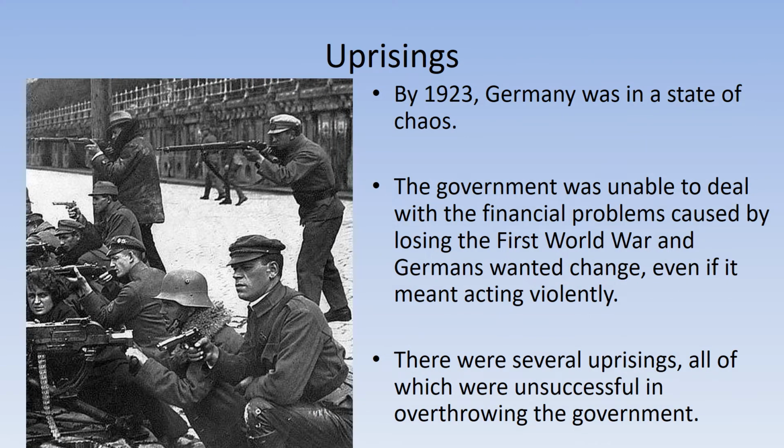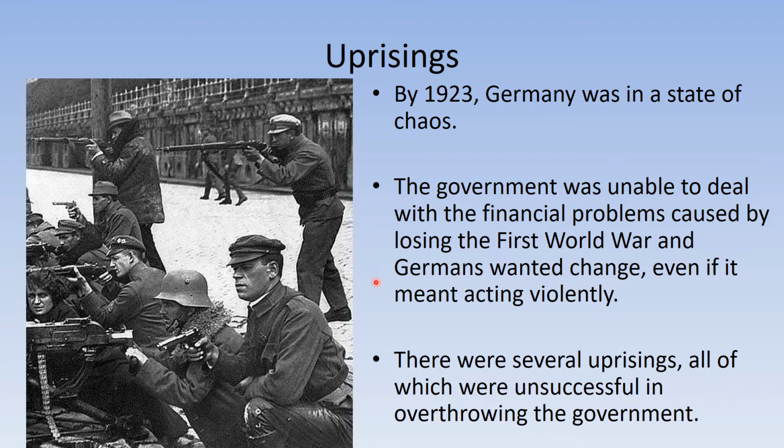The uprisings. By 1923, Germany was in a complete state of chaos, and we can see an image here on the left. This is during the Spartacist uprising in 1920. And we can see we have loads of men who are armed in the streets of the city who are trying to take control over the government. Now, the government was unable to deal with the financial problems, and this led people to try to create change, even if it meant acting violently.